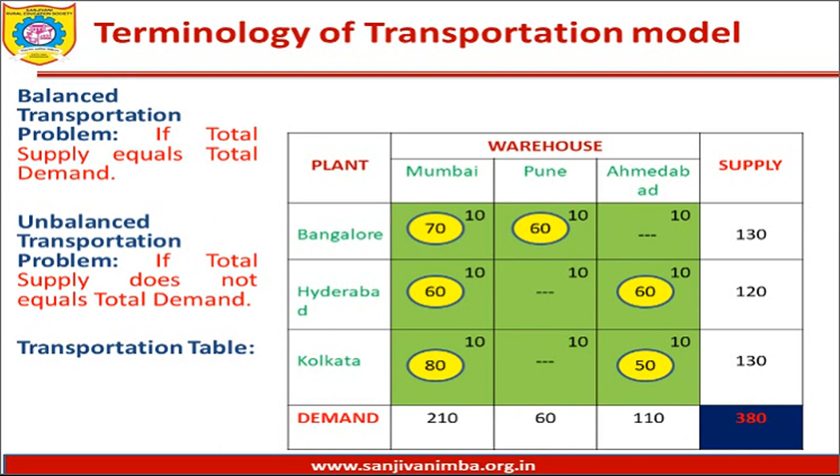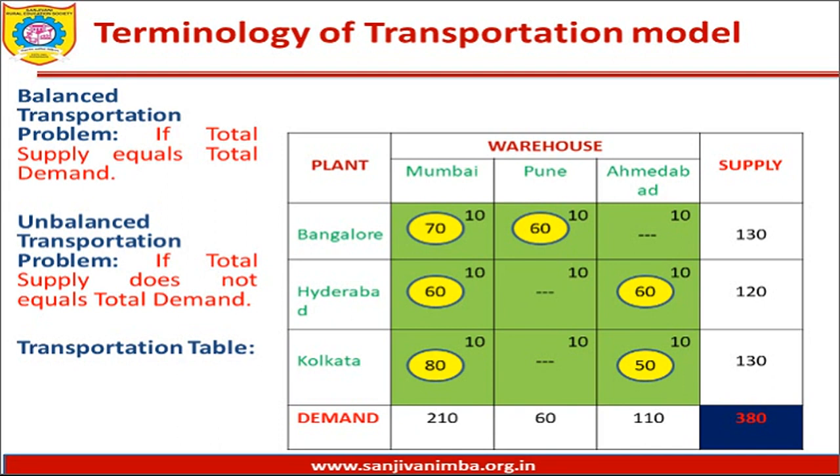Whereas if you see the demand at various warehouses, Mumbai has a demand of 210, Pune has a demand of 60, and Ahmedabad has a demand of 110. If you add the total demand, that is 210 plus 60 plus 110, you get 380. In this particular transportation table, the total supply is 380, and the total demand is also 380, and that is why this table is a balanced transportation table. Now the second terminology is the unbalanced transportation table. Now you can clearly understand what we mean by the unbalanced transportation table.